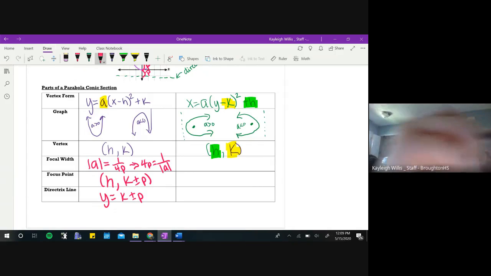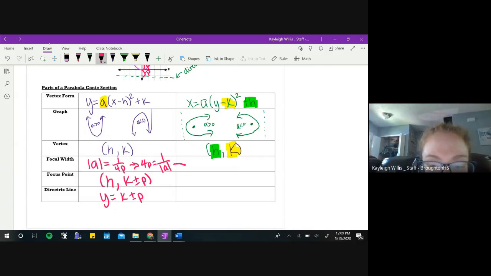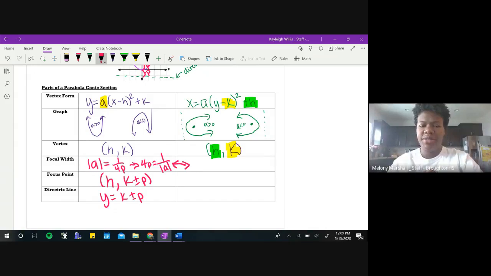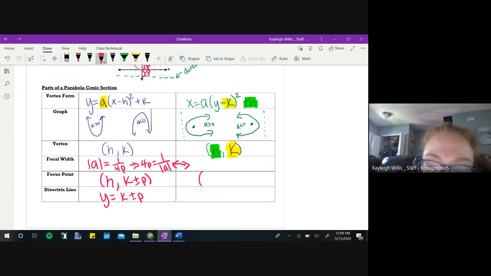And then guess what, guys? The focal width is the exact same way. So I'm not going to rewrite it. You find the focal width the exact same way. The focus point, however, is going to be a little different. What value is changing now if I'm going left and right? H. Yes. And we're still moving it, that P value.